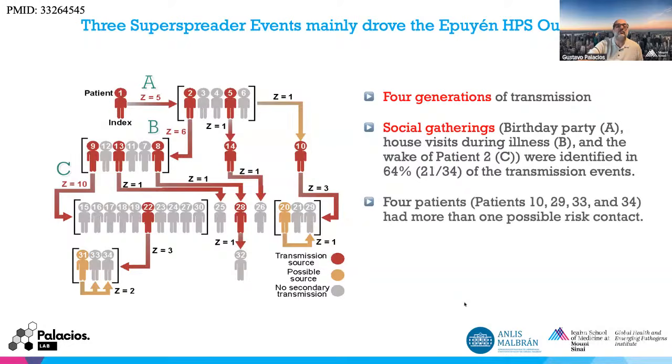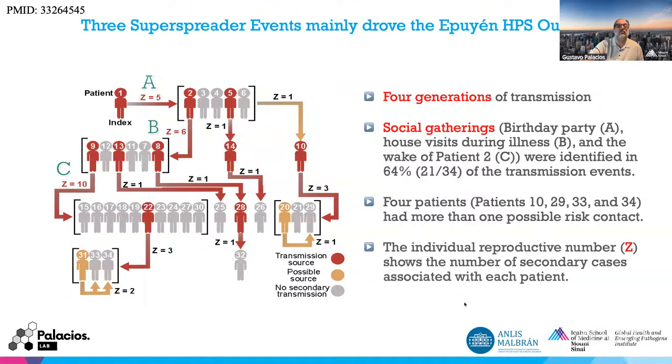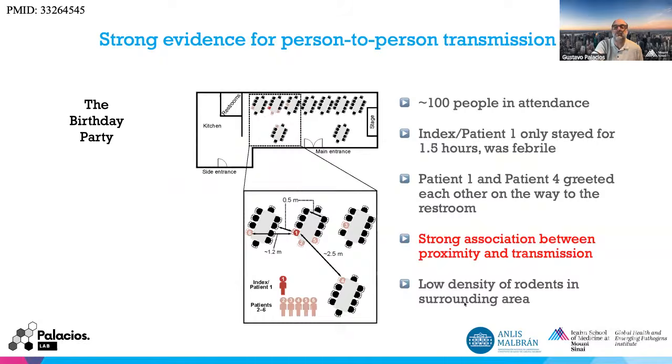So there were 4 generations of transmission, and the cases could have different routes of transmission. The birthday party was also an interesting event. There were more than 100 people in attendance, seated at different tables in essentially two different rooms. There was a very close proximity relationship between the case and the people that got infected. One of the contacts, patient 4, had only been seated at another table more than 3 meters, 9 feet, from the index case, and had only greeted him on the way to the bathroom.